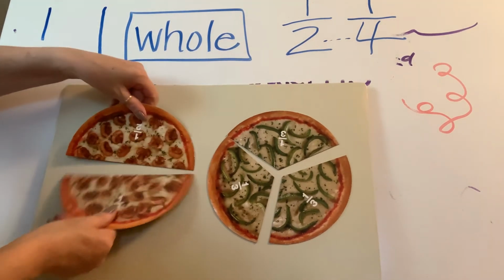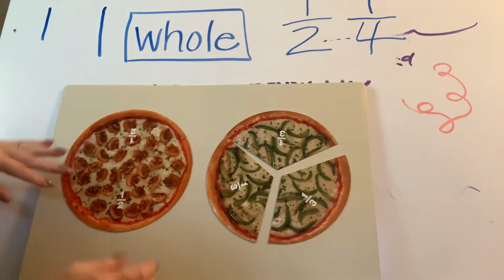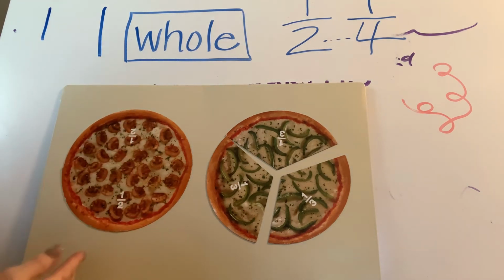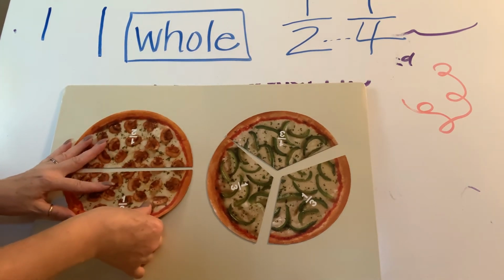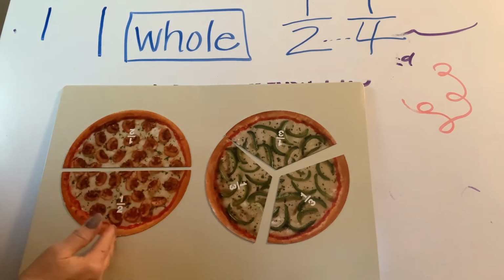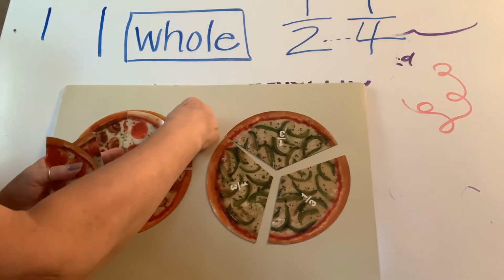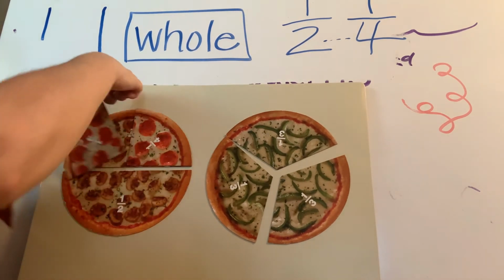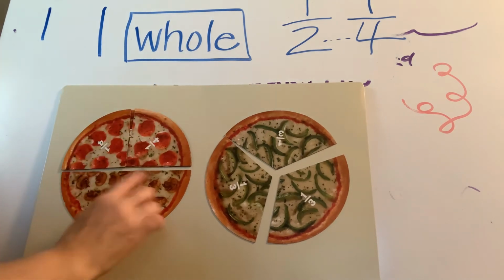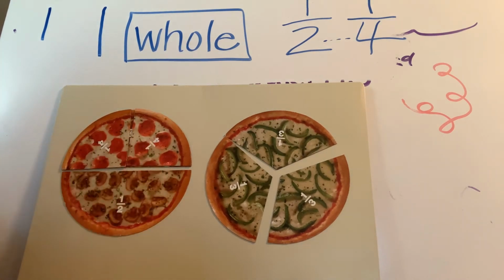I'm going to start with my halves. Now, what happens if I cut my half in half again? And I cut it this way. What am I going to get? I am going to get fourths. Okay, so I'm going to put the fourths right on top of my half. All right? Do you see that? 1/2 is still equal to 2 over 4.